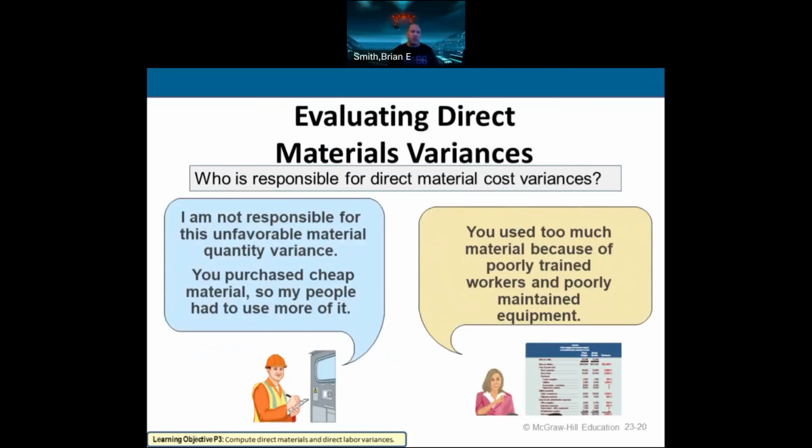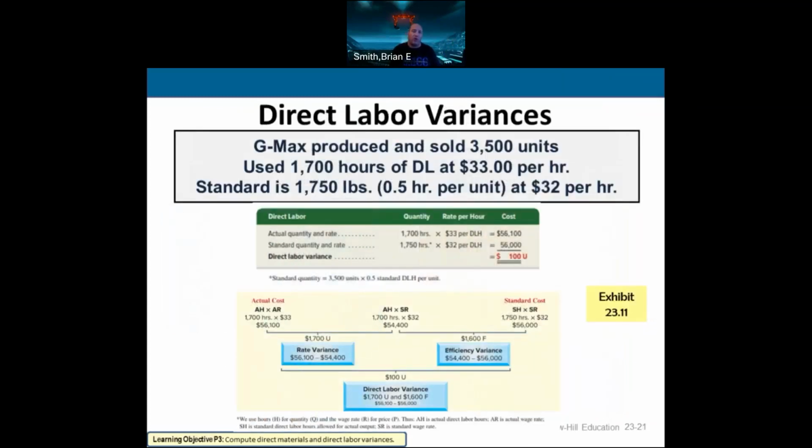And then they said you use too much because your workers are poorly trained and the equipment is poorly maintained. All these are possible ways of looking at it, but these people shouldn't be pointing the finger. They should be looking at the real reason why. And if one of them is wrong, they need to figure that out.